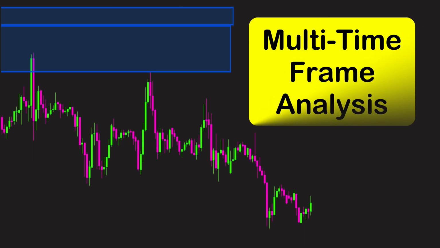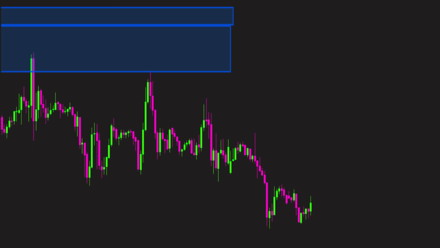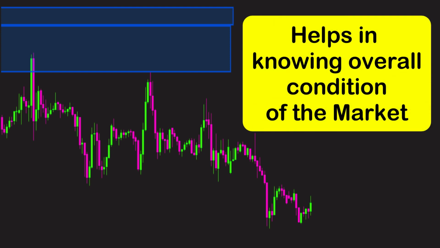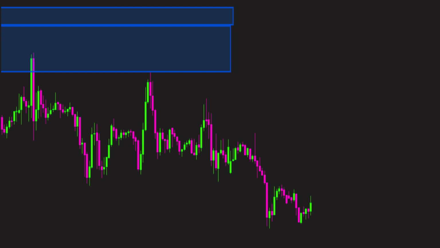The multi-time frame analysis simply means the analysis of the chart of the currency pair on different time frames such as the weekly, daily, and hourly. This analysis is done in order to know the overall direction of the market, which would help us in knowing whether to take a buy position or a sell position in the market.